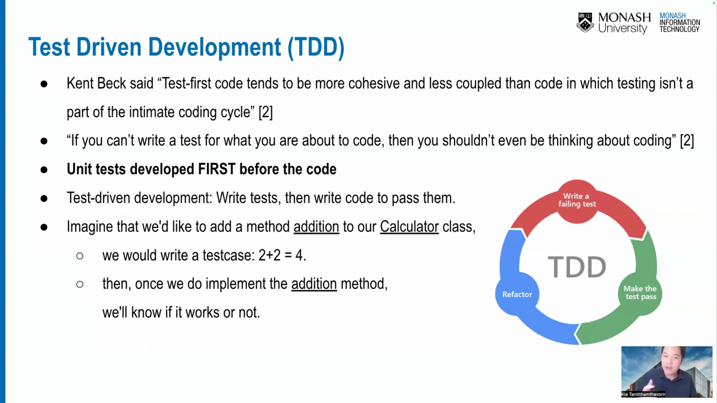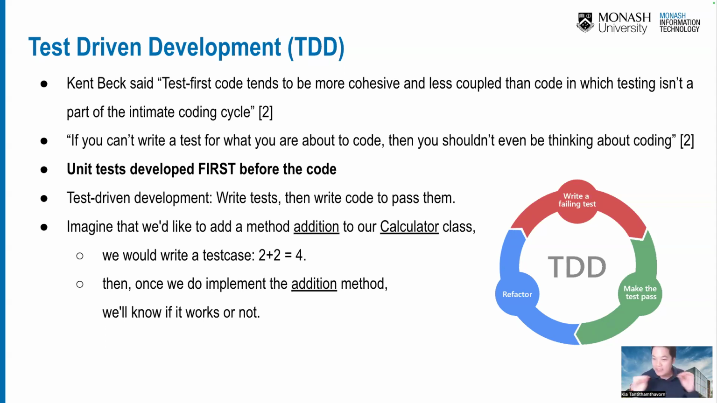If you cannot write a test for what you are about to code, then you should not even be thinking about the coding. That means when you want to implement something, you should deeply understand the requirement beforehand. Otherwise, you cannot do any coding. You cannot even design the test case anyway. The key purpose of designing the test case first is that we want to know the expected behavior of that method, or that class, or that Java file or Python file.